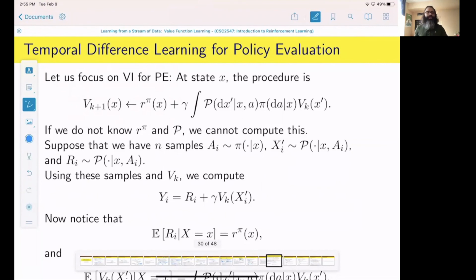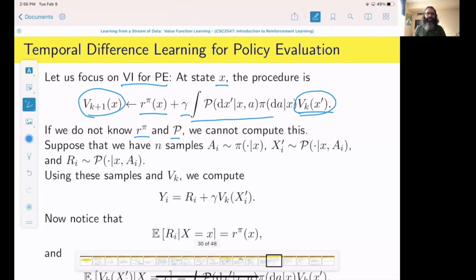So the idea is temporal difference learning for policy evaluation. It's not clear what temporal difference means here, but it will become clear soon. Let's think about value iteration for policy evaluation. How do we do it? At state x, the procedure is updating V_{k+1} at state x to be the reward r^pi at x plus gamma times the value V_k at the next state. We have seen it several times. If we know R and P, it can be computed easily if we can compute the integral. But if we don't know them, what can we do?